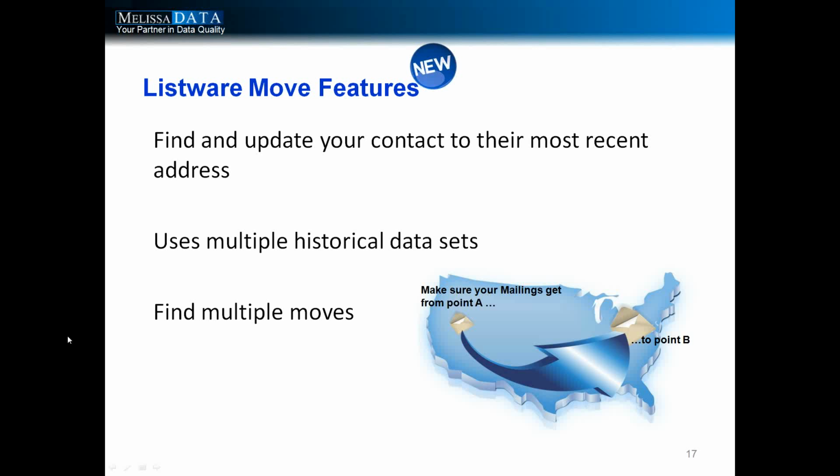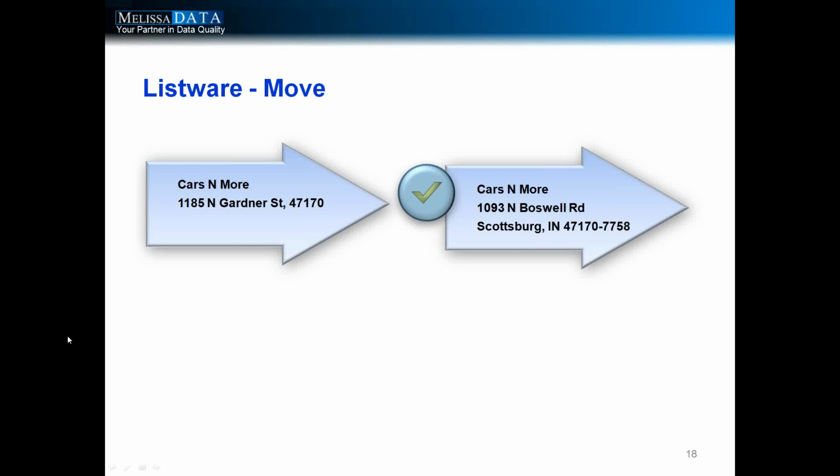The Listware Move feature allows you to move your contact record from an old, outdated address to a current new address. We use multiple historical data sets, and therefore we can find multiple moves. Example of a move update is where a business perhaps is moved from an old location to a new location.